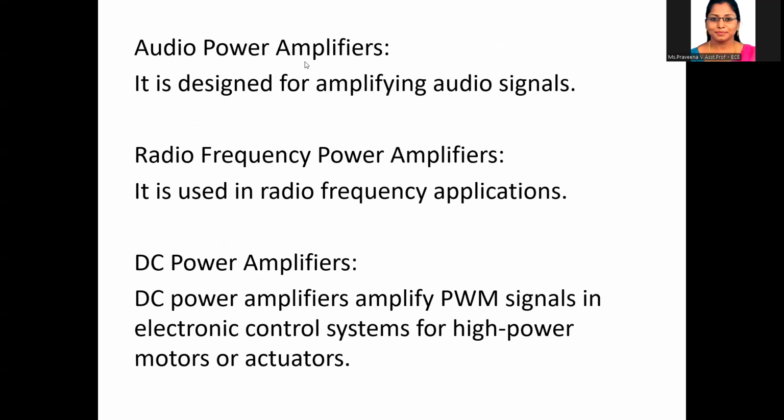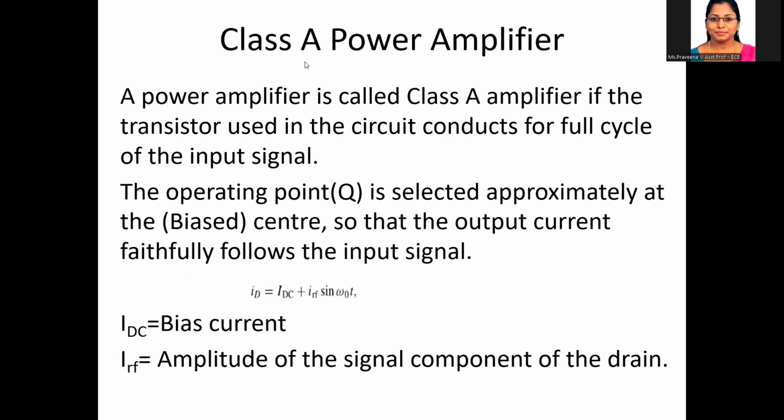These are the two types of power amplifier. What are they? Audio power amplifier, radio power amplifier, RF power amplifier, DC power amplifier. DC power amplifier is used to amplify pulse width modulation signals. PWM is pulse width modulation signals in electronic control systems for high power motors or actuators.